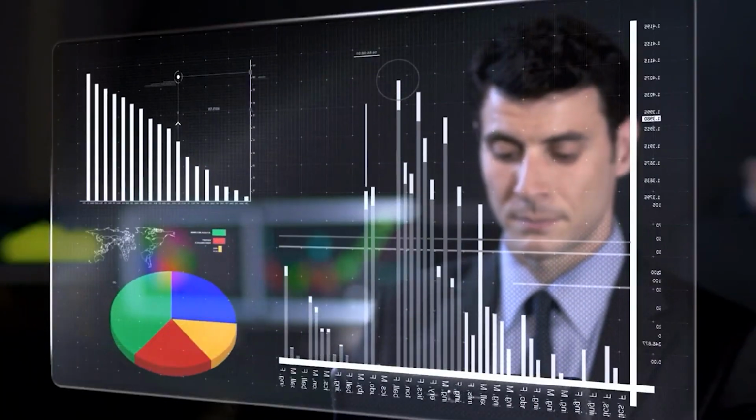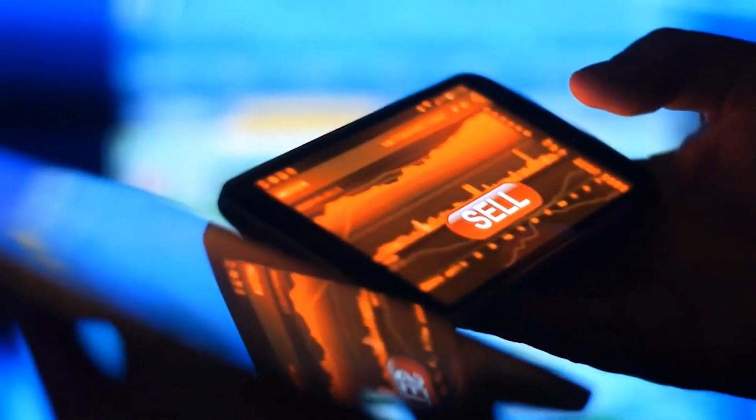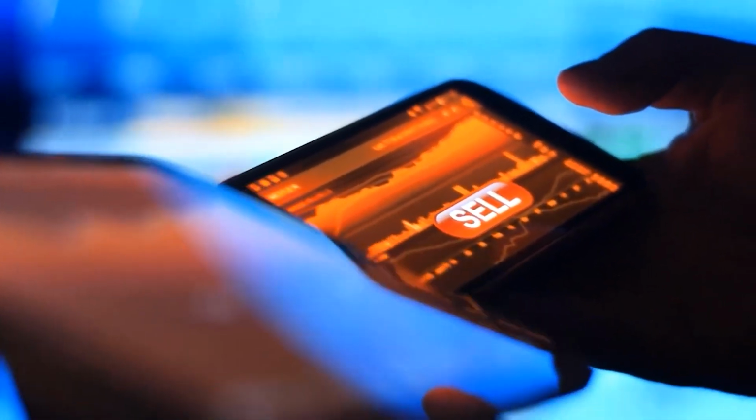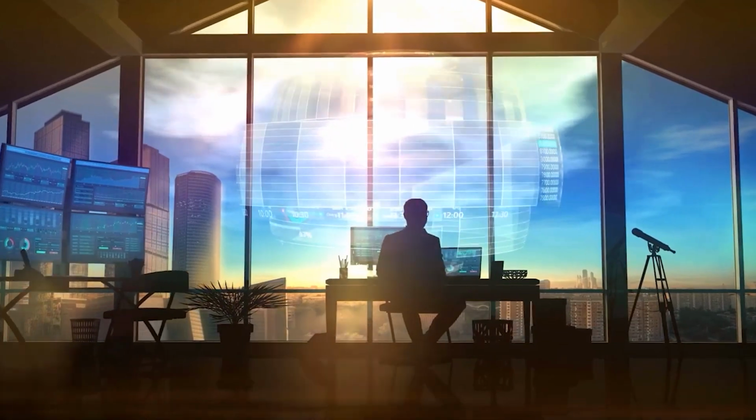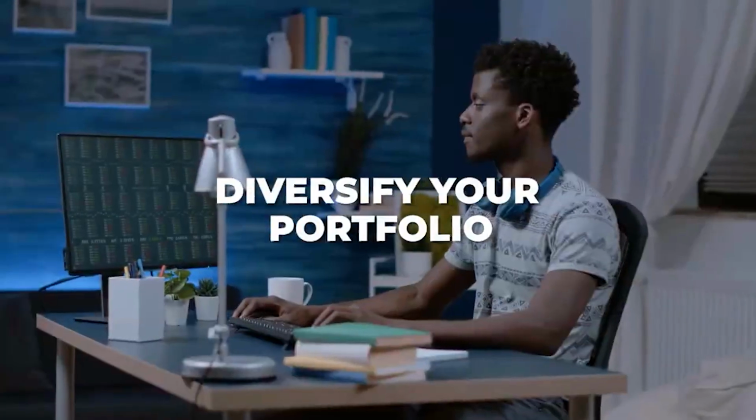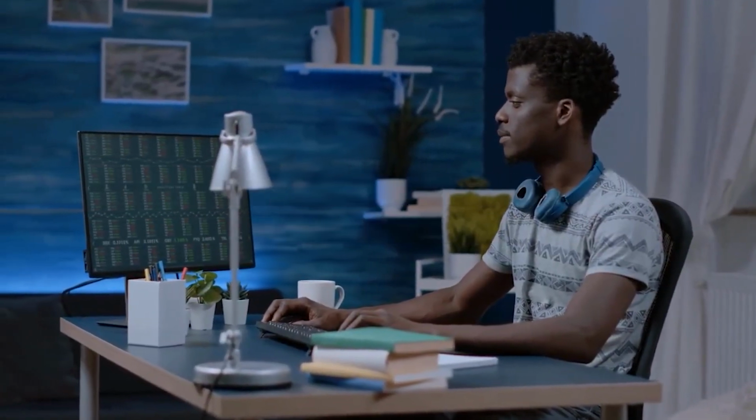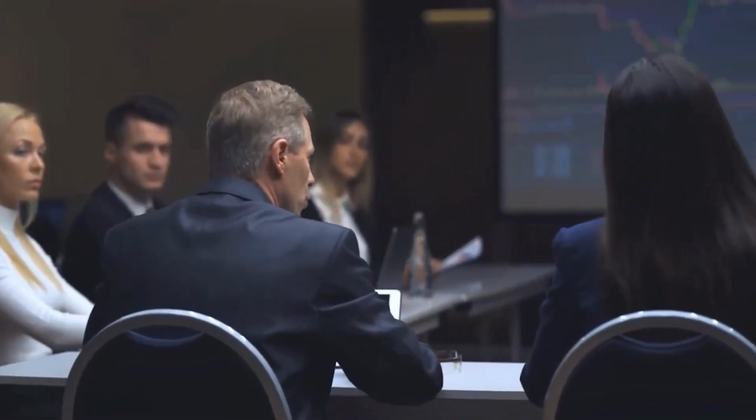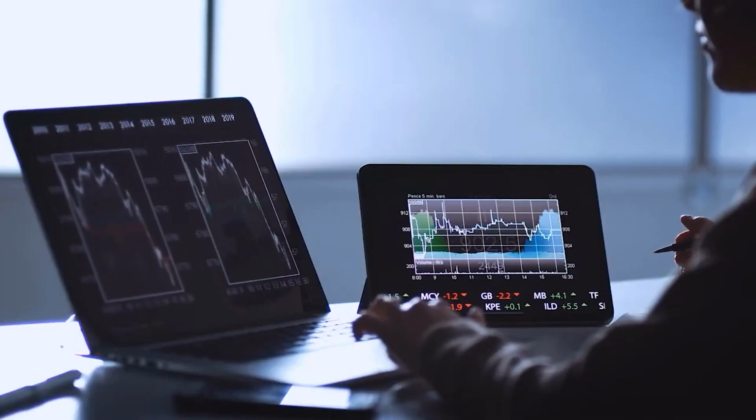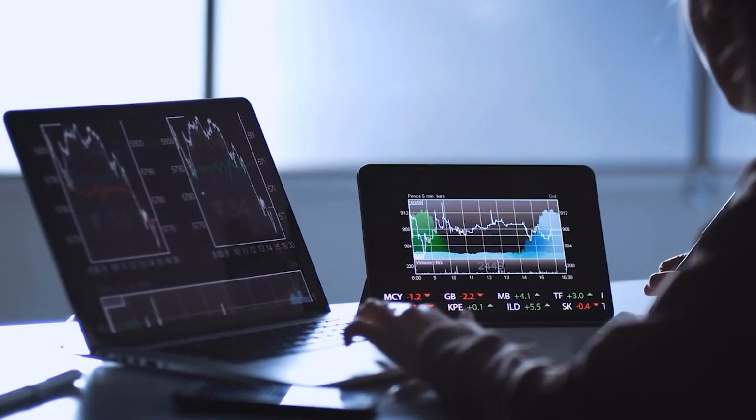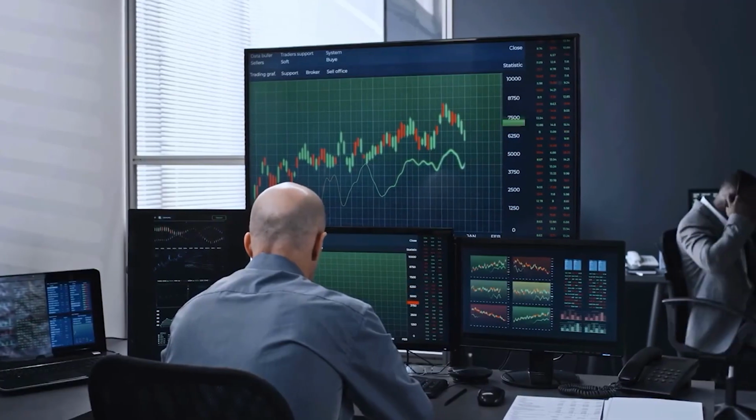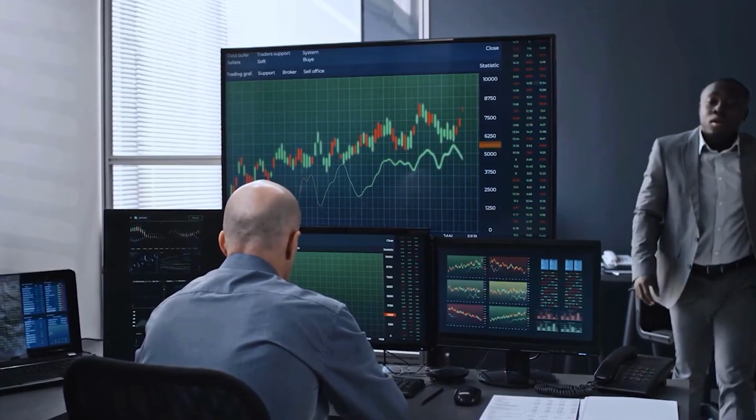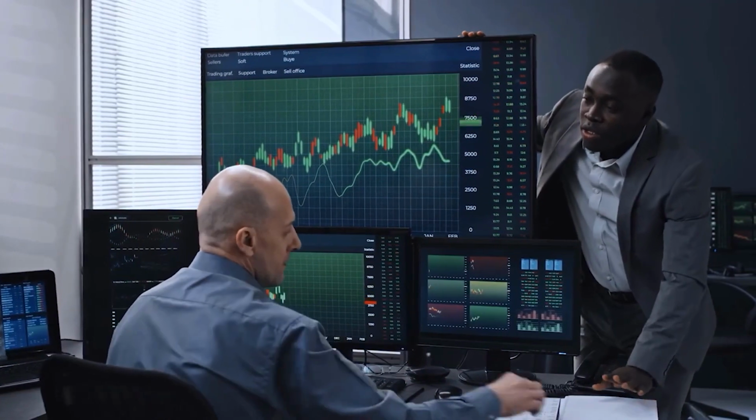Once you've done your research and chosen which stocks to invest in, it's important to have a plan for managing your investments. Here are some key strategies to keep in mind. Number 1. Diversify your portfolio. This is one of the most important things you can do to minimize risk. Diversification simply means spreading your investment out across different companies, industries, and asset classes so you're not relying too heavily on any one thing.